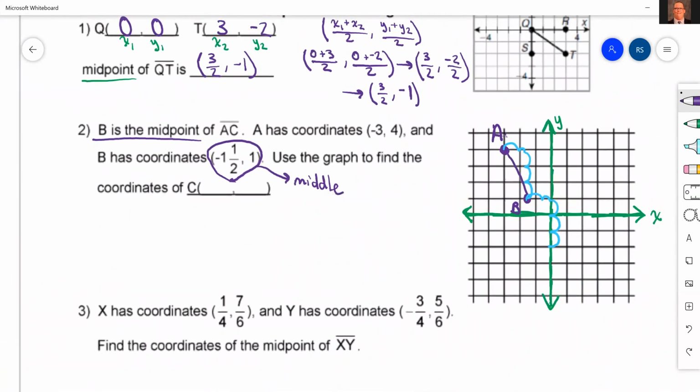So here's our new point right here. So I go down there. That's C. What's our coordinate for C? Well, I'm on the y-axis, so x would be 0. And I'm down at -2. So 0, -2 is my coordinate. We barely even had to do math.